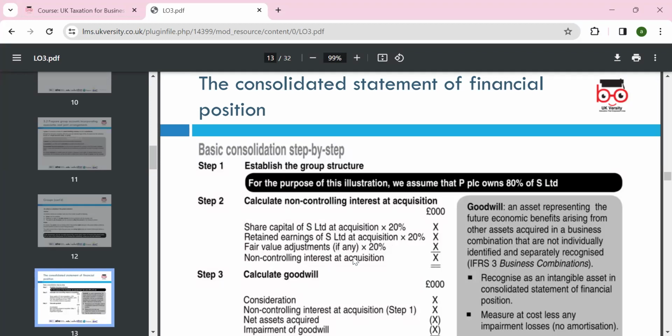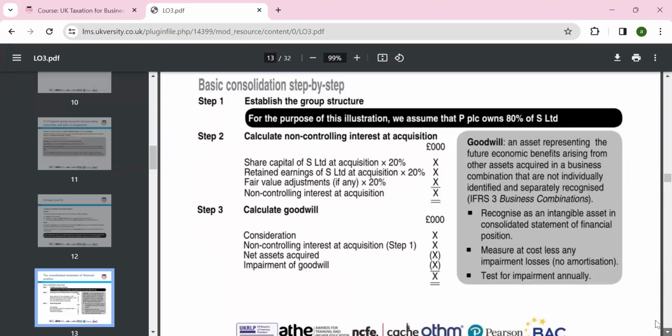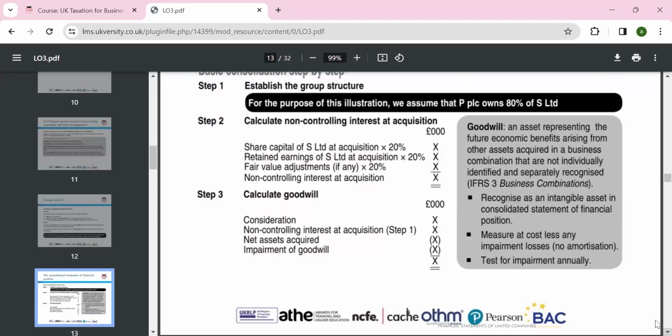And non-controlling interest at acquisition, so we can find how much goodwill. Of course, the goodwill of the company we can calculate. Consideration: how much we agreed to pay, and how much is the non-controlling interest we have. Net assets: when we acquire, what is the net asset accounting equation? Always look at total assets minus liabilities equals net assets. So net assets always equal the equity figure.